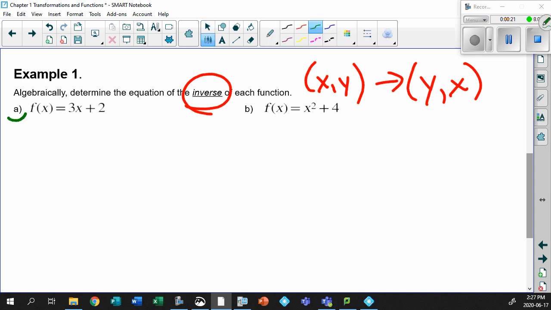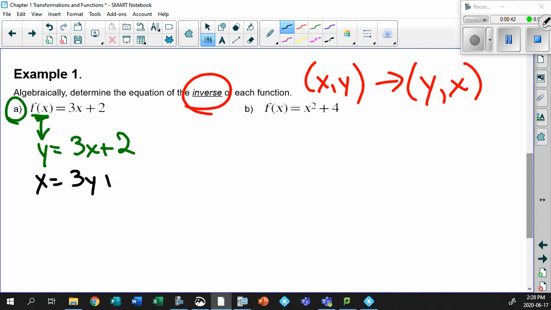Look at our first question. This one is f of x equals 3x plus 2. So this f of x actually used to be y, right? That's just another way of saying y, but we like the input-output machine stuff that we talked about all the way back in grade 10. So that's why we use f of x. So all we have to do is just interchange them. This becomes x equals 3y plus 2.